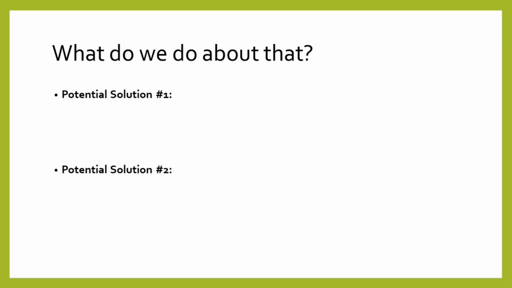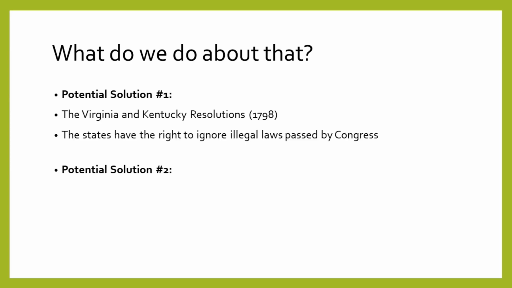There were sort of two potential answers at this time. The first idea was expressed in a pair of documents called the Virginia and Kentucky Resolutions, written by James Madison and Thomas Jefferson, respectively. They argued that the states had voluntarily entered an agreement with the federal government in the form of the Constitution, and if the federal government broke that agreement, the states had the right to actively ignore the illegal laws. This idea is called nullification, and it'll come up again later.